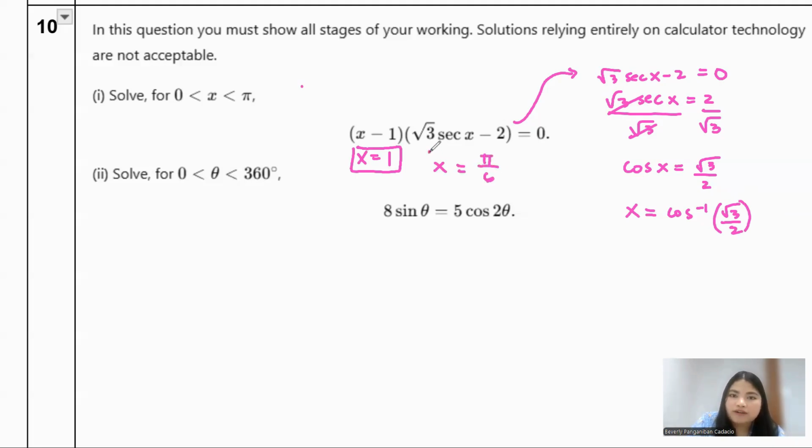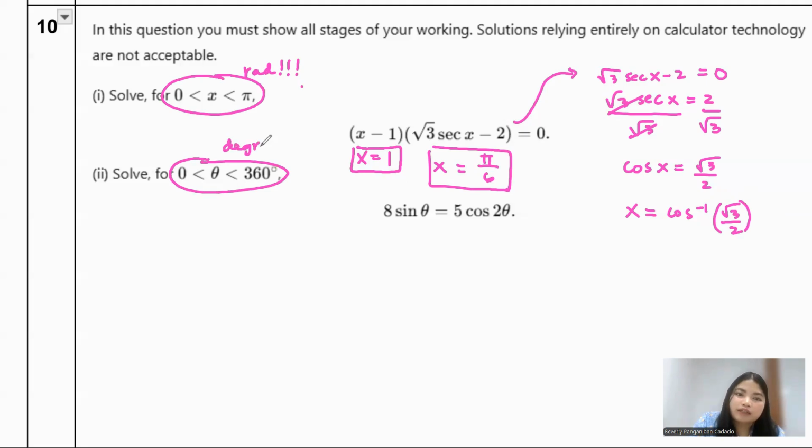Now, please bear in mind that it's now in pi, meaning to say you must be in radians when you put that in the calculator. Okay, now let's go to your second question, which, take note, is in degrees. So please be smart in changing the mode of your calculator.